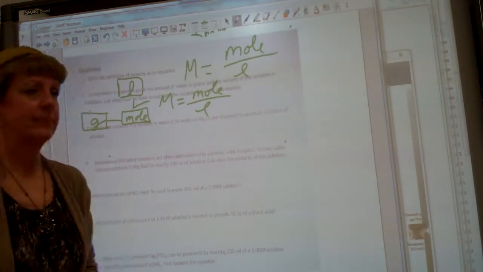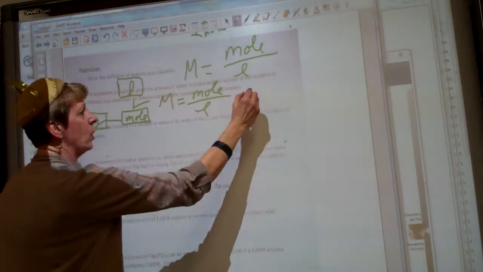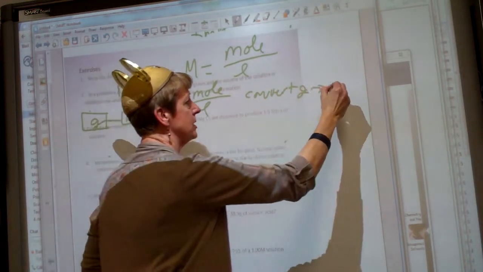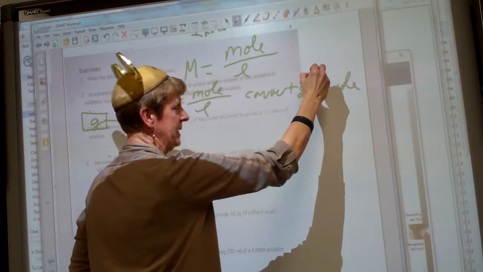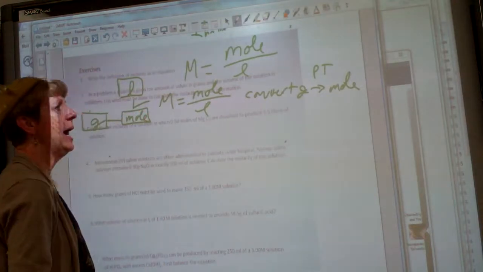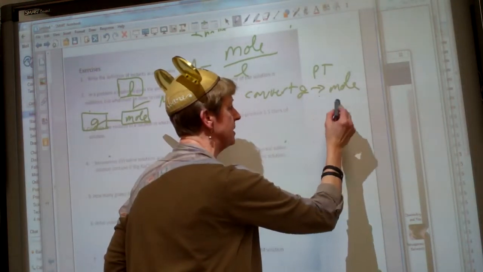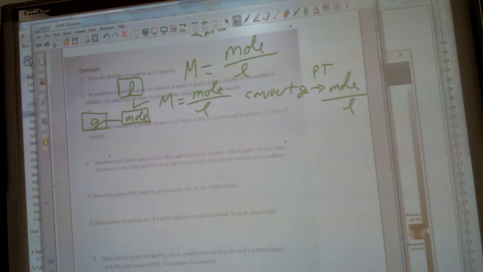Convert the grams to moles. First things first, folks. If I want moles over liters, what you're going to write here is convert grams to moles. How do I do that? What do I use? What reference? PT. Good. Periodic table. And then, going back to that other slide, once I have moles, divide it by liters. Let's do it.